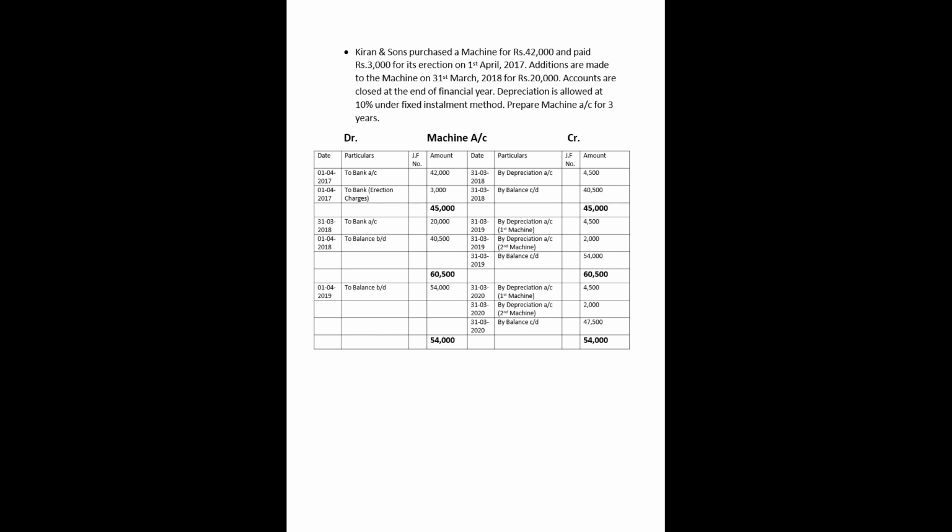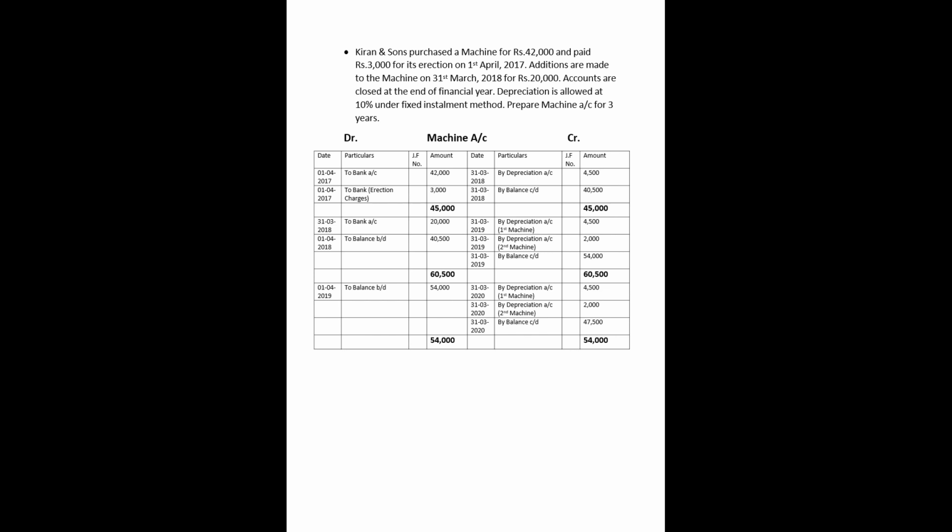Now balance both debit and credit, and we get the balance carried on amount. That balance carried on should be shown as balance brought on in the next year. And we have purchased another machine on 31st March 2018 for rupees 20,000. That needs to be shown on debit side, that is to bank account 20,000. Now calculate the depreciation for both first machine and second machine and mention the amounts on credit side.